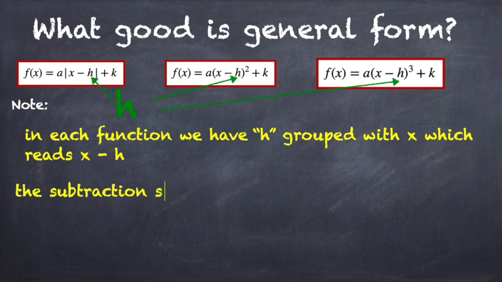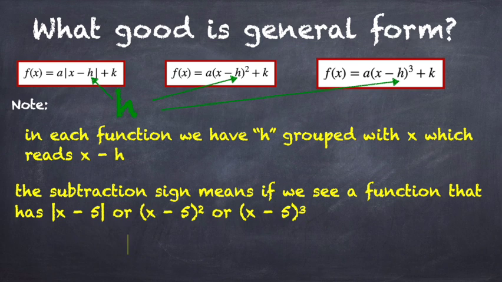Now, the subtraction sign means if we see a function that has absolute value of x minus 5, or if we have x minus 5 quantity squared, or if we have x minus 5 quantity cubed, okay, something is grouped with x, and we see x minus that number. H would have the value of a positive 5. So if we wanted to know what the value of h was, we would say h equals 5. That determines our horizontal shift. Since 5 is a positive 5, it would be a horizontal shift right 5 units.